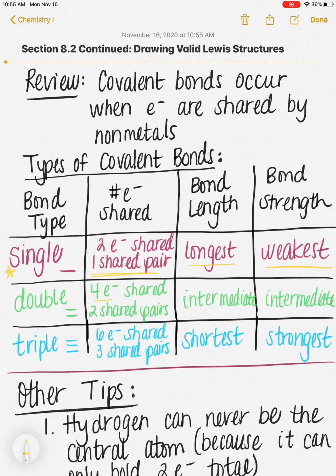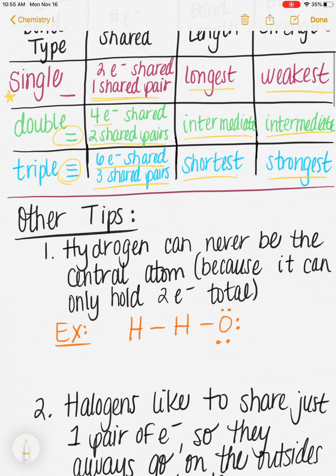Double bonds occur when 4 electrons are shared amongst 2 atoms, or we call that 2 shared pairs. And we use 2 lines, kind of like an equal sign. Double bonds are intermediate or medium in their length and in their strength. A triple bond is 3 dashes drawn between 2 atoms. 6 electrons total are shared. There are 3 shared pairs. Triple bonds are the shortest but the strongest of all 3 types.